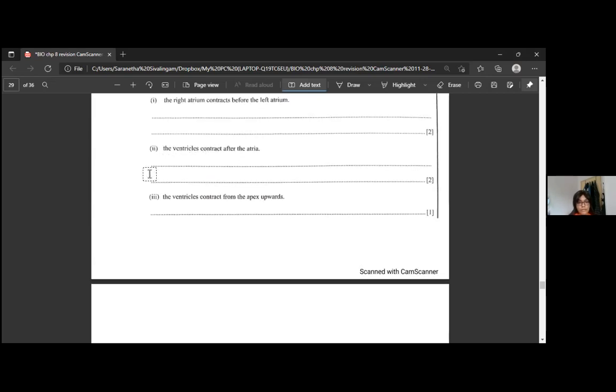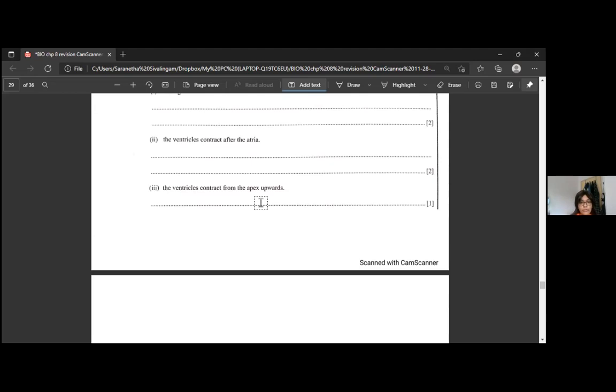For 2, the ventricles contract after the atria. Impulses can only get to the ventricles via the atrioventricular node, which is located in the middle. So this delays the passage of the impulse, and it has a 0.1 second delay. So for this one, basically, in order for the excitation wave to be passed to the ventricles, it has to pass through the AV node after the atria walls contract first, and then the ventricles contract next.